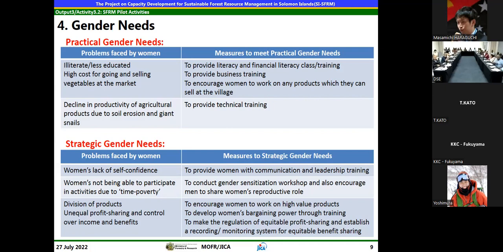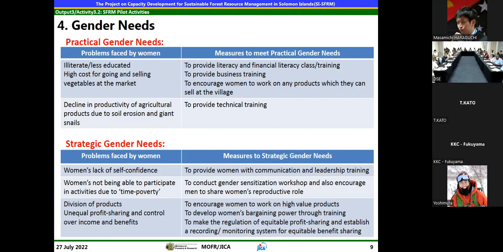Without providing literacy and financial literacy over there, before finding that financial literacy, some probably already attend NGOs that we work with as well. Business training too, and also encouraging women to work on sample products for selling in villages. There's also a decline in productivity of agricultural projects due to soil erosion.